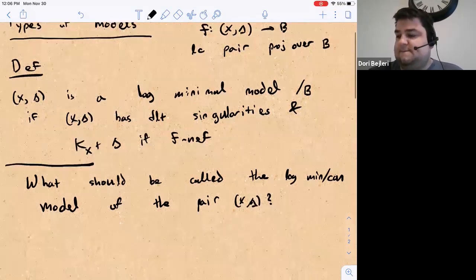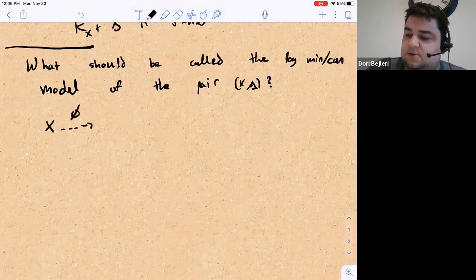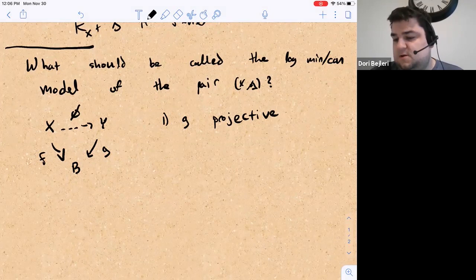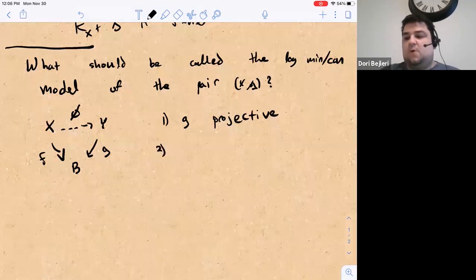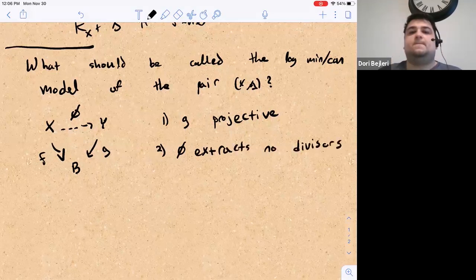So the first property, we want it to be birational, so let's just draw it in a diagram. We want it to be birational over B. So we want some Y that sits over B, and we want Y to be projective. So let's assume that the morphism g is projective. Maybe you can work in the proper setting and let g be proper, but we'll stick to projective. We want to be able to define the divisor on Y to just be the push forward of the divisor on X. And we saw that for that to be the right thing to do, we need to assume that phi extracts no divisors, meaning that phi inverse contracts no divisors. So phi can only contract divisors. There are no extra divisors on Y.